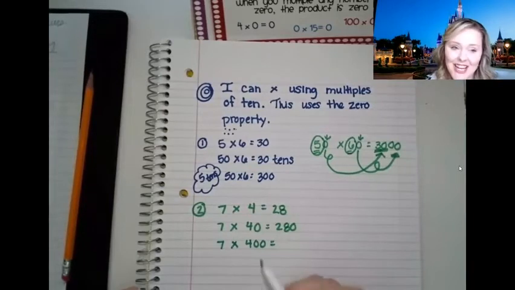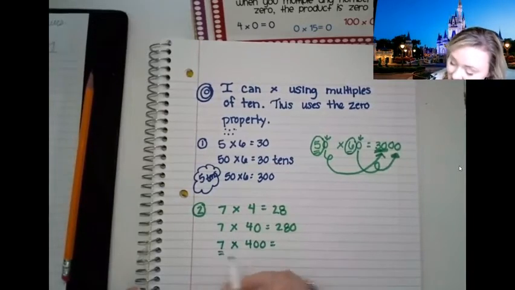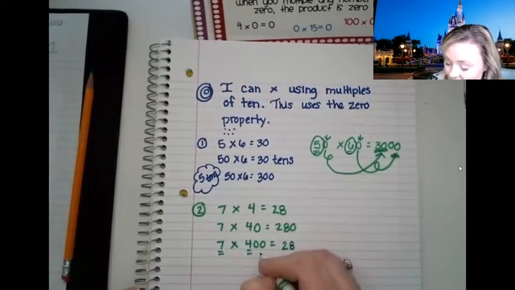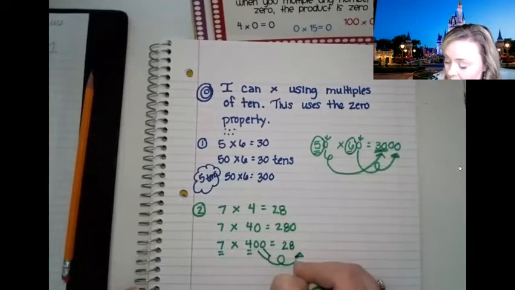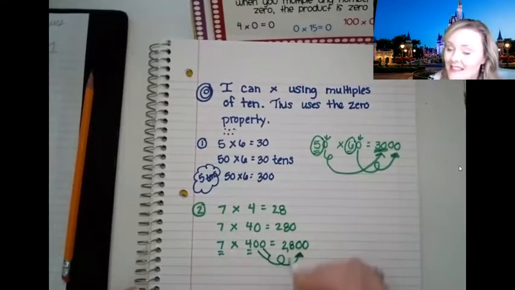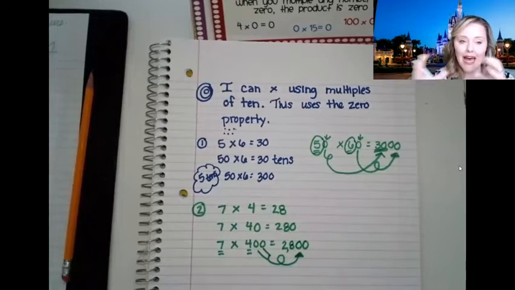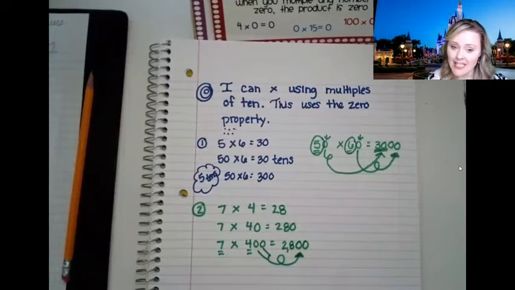Okay, boys and girls, let's check your work. So 7 times 4 was 28, and then I can just count my zeros. 1, 2, loop them on over, and I get 2,800. So it's the zero trick because you can just break it back down into your basic multiplication fact and then use what you know about the zero property and multiples of 10 to be able to solve these quickly.